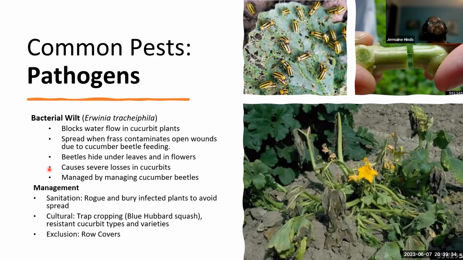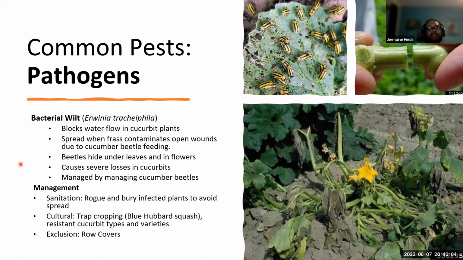So this is something you want to get in front of early. And you can manage this by managing cucumber beetles. One of the telltale signs to look for bacterial wilt, you'll see a very wilty plant. And when you cut it and you pull the two stem pieces apart, you'll see this mucousy stringiness coming from between the plant. So that's one of the telltale signs of bacterial wilt.